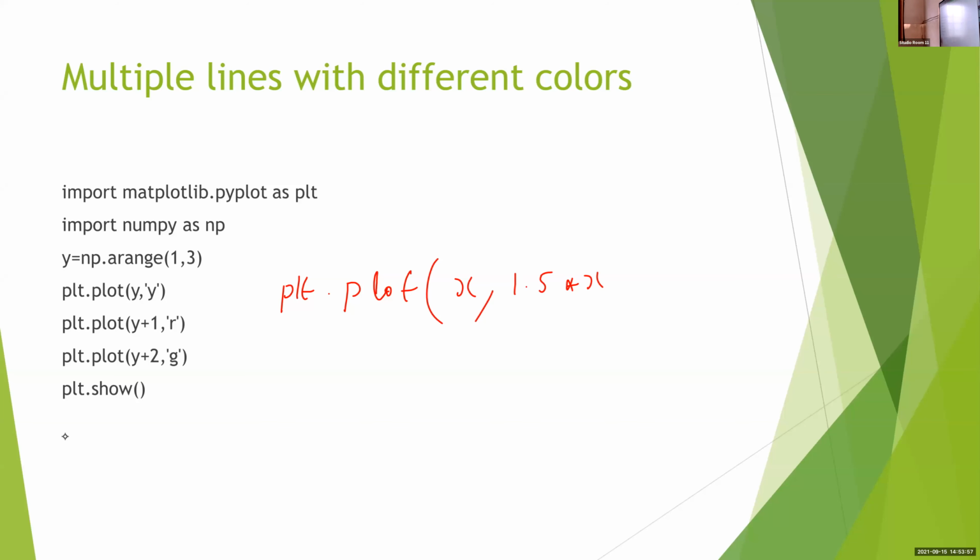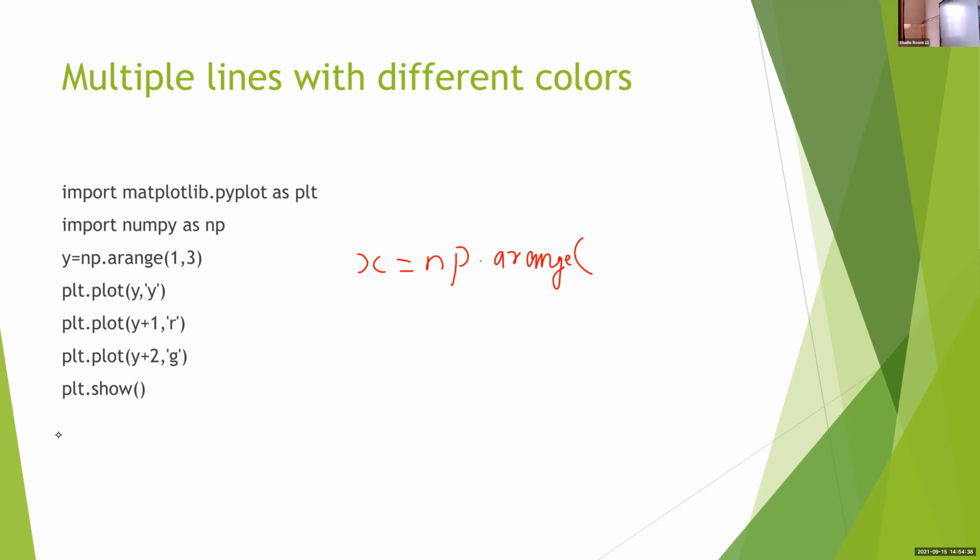How can we store this x value? I'll complete the program. First write the import statements: import matplotlib.pyplot as plt, import numpy as np. Then after that, x is equal to np.arange.